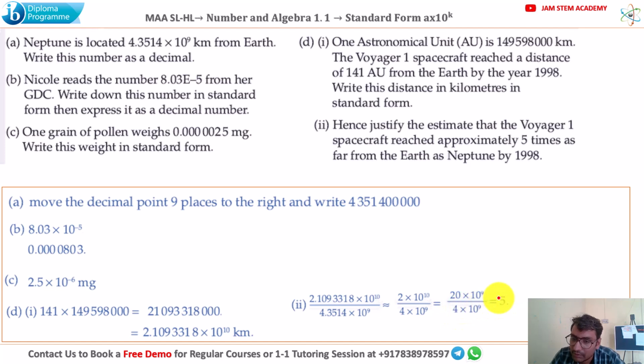10 by 2 is what? 5. Answer. So yes, we can say it is verified that the Voyager 1 spacecraft reached approximately 5 times as far from the Earth as Neptune. So that was all about the conversion from decimal to standard.